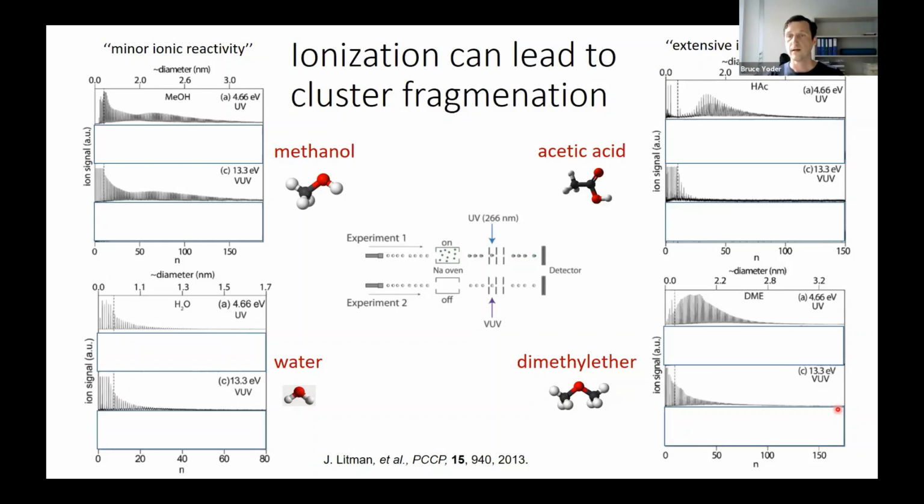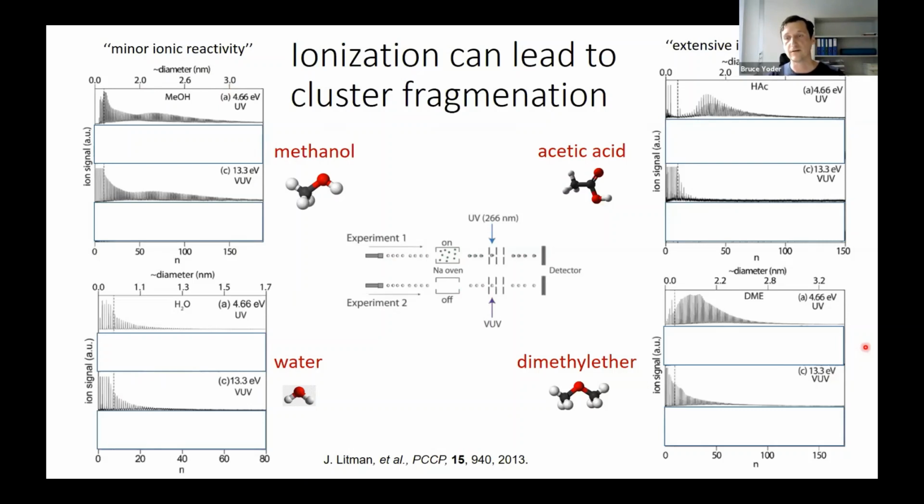Good. Here we see a series of mass spectra for each substance. The top panels show the sodium doping method, or experiment 1, and the lower panels show the results of direct ionization, experiment 2, using 13.3 eV photon energy. The spectra show ion intensity as a function of n, the number of molecules per cluster. The upper x-axis gives the corresponding diameter of these clusters.